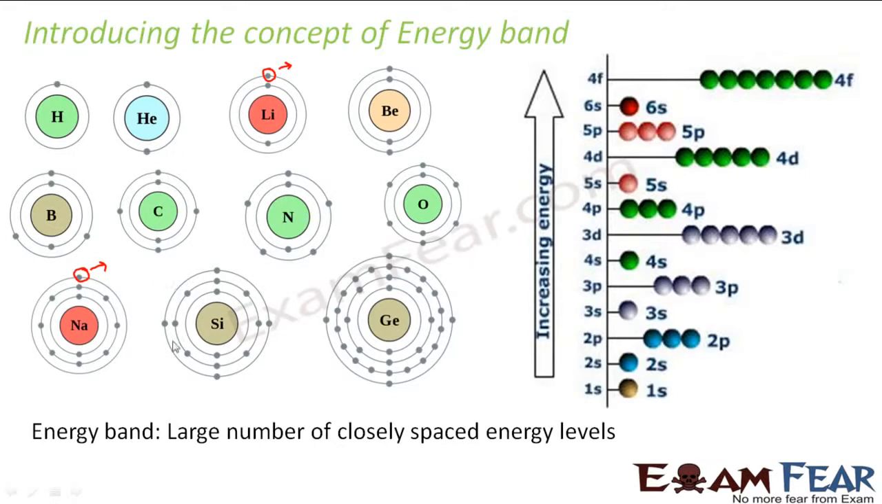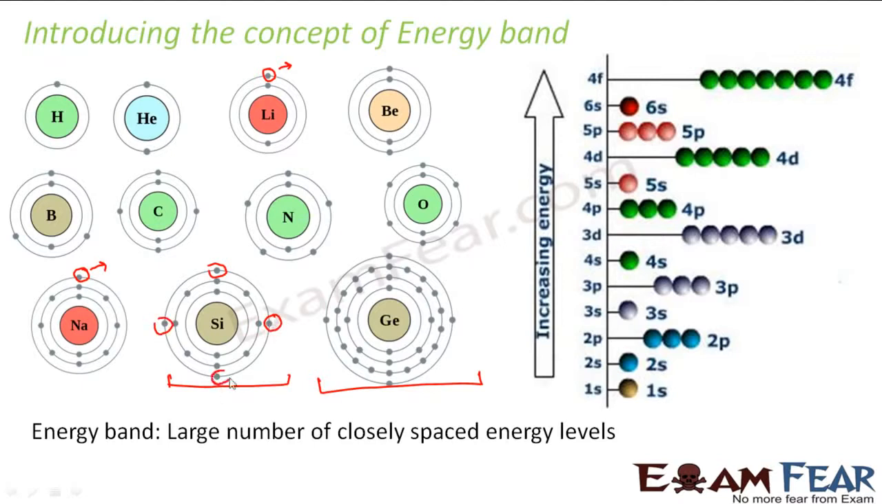Now look at these two cases, silicon and germanium. As I mentioned, silicon and germanium have some unique behavior because of which they are neither conductors nor insulators. So they are the semiconductors. What do you see? How many electrons are there in the outermost shell? There are 4 electrons in the outermost shell.